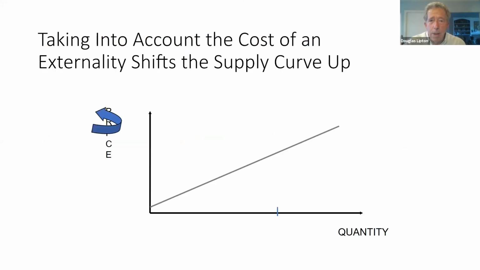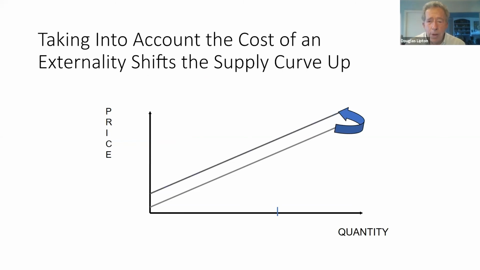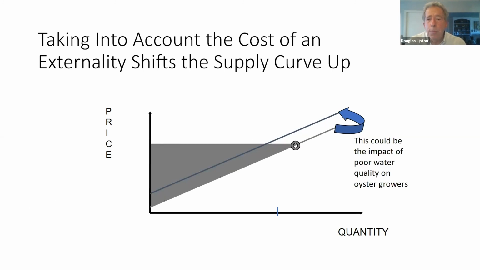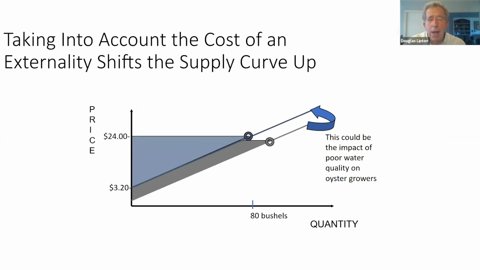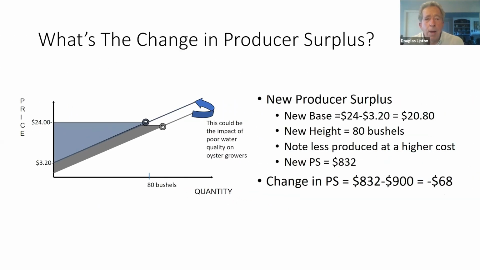Here's an example where you might have water pollution that makes it more costly to produce oysters. So for any given quantity of oysters, the supply curve shifts up because it's more expensive to produce, because of pollution impacting oyster production negatively. And so what you're interested in is the impact of that on the producer and consumer surplus. So here you get a different calculation for the producer surplus with the pollution than without, and you're just comparing the differences between those two.